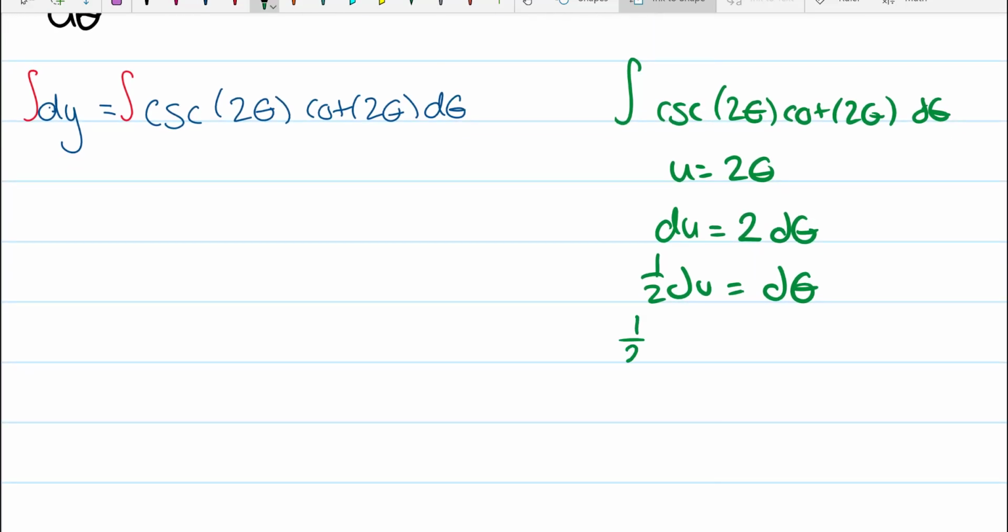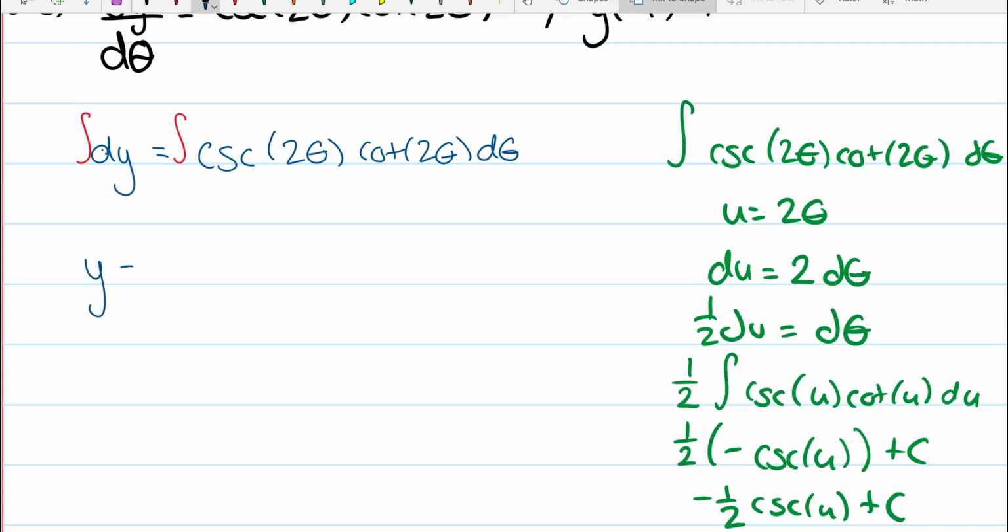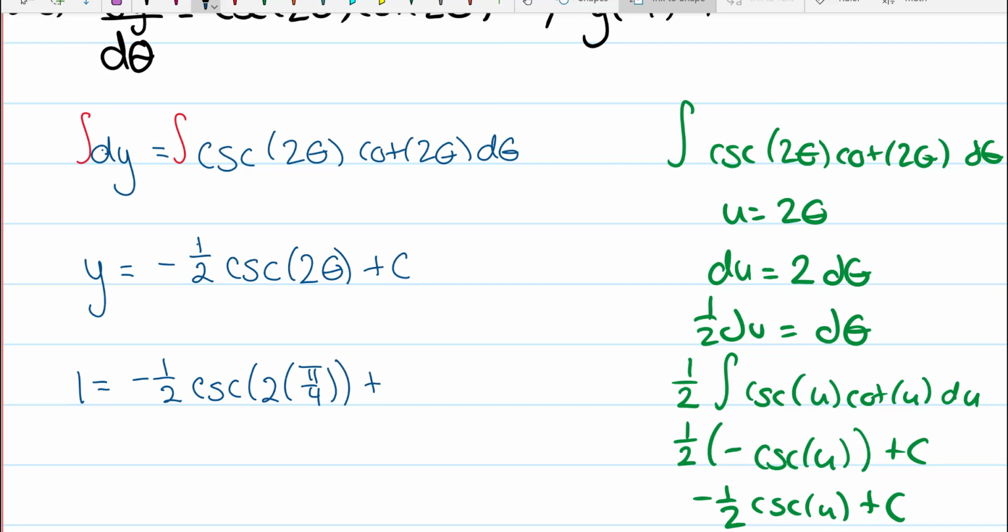So this becomes the integral of 1/2 cosecant u cotangent u du. So this becomes 1/2 times negative cosecant of u plus c. So negative 1/2 cosecant of u plus c. So we get negative 1/2 cosecant of 2 theta plus c. So back to our original problem, we get y is equal to negative 1/2 cosecant of 2 theta plus c. And we're going to use our initial condition of y of pi over 4 equals 1. So we get 1 is equal to negative 1/2 cosecant 2 times pi over 4 plus c.